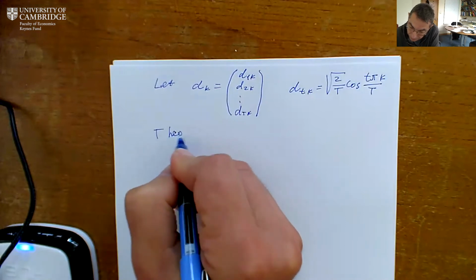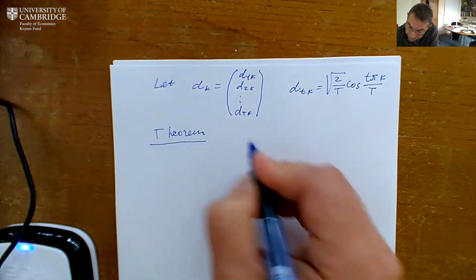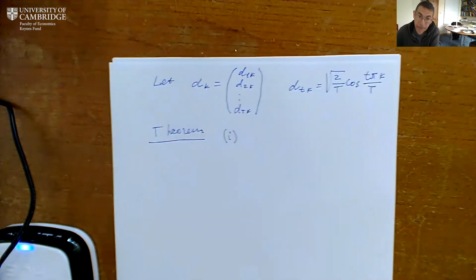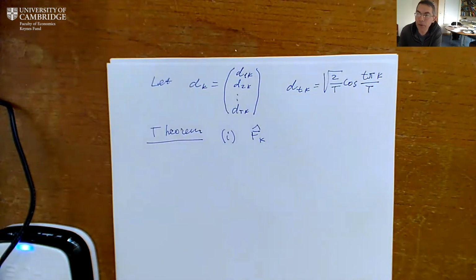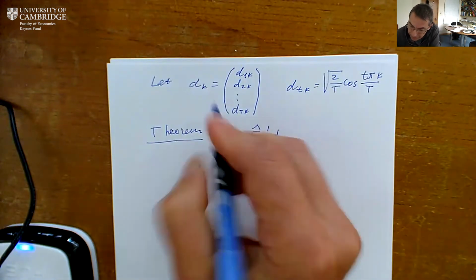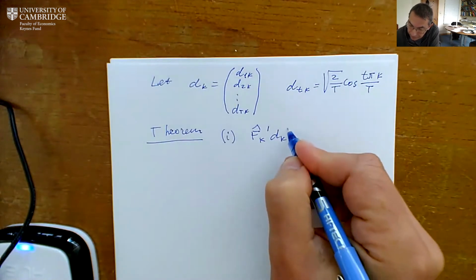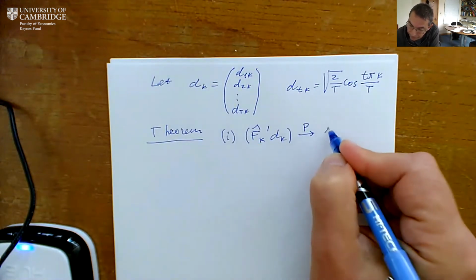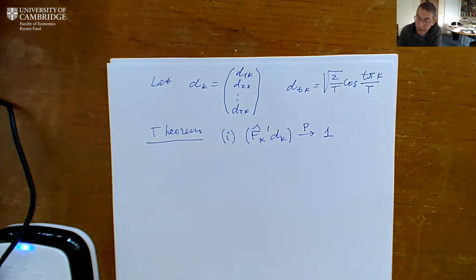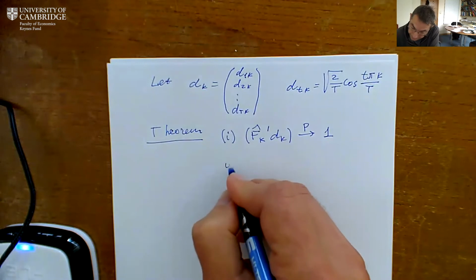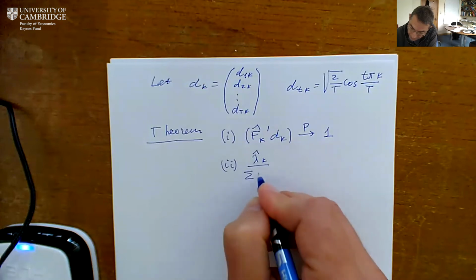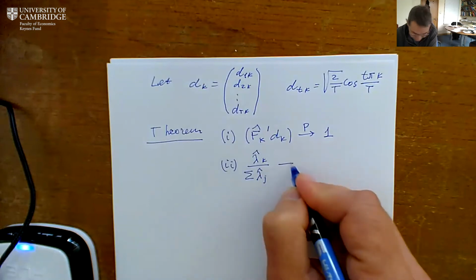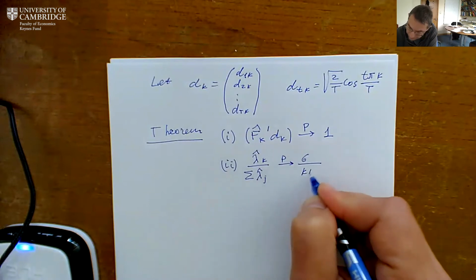So here is the theorem. There are two parts in this theorem. First, consider your estimated factor, the kth estimated factor. If k is equal to 1, this is the strongest factor in your data. Take the scalar product with this deterministic vector. It turns out that this converges in probability to 1. And the second thing says that if you take the eigenvalue and divide by the sum of all the eigenvalues, then this converges in probability to 6 over k squared pi squared.